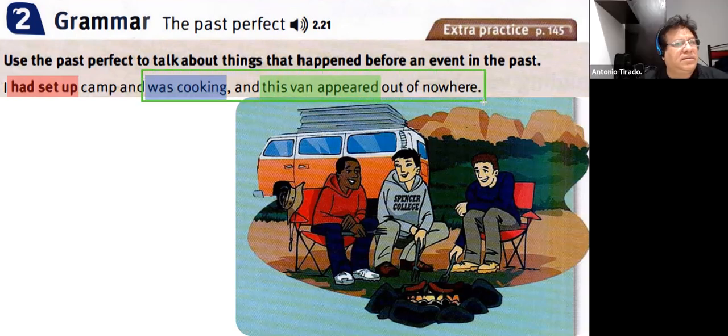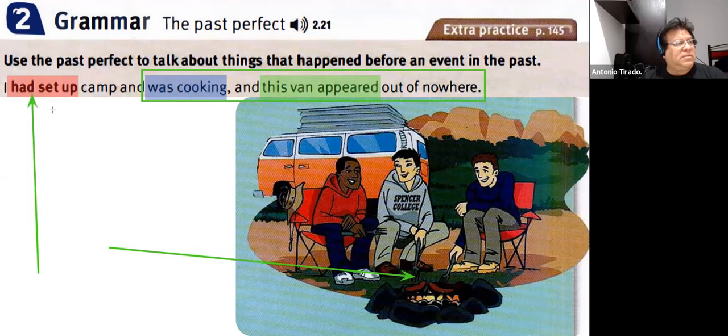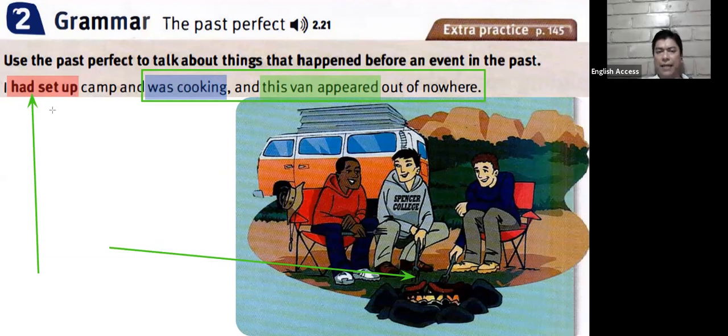First I was cooking, next this van appeared. But what happened before this event? Before that, he had set up camp. So first he had set up camp.